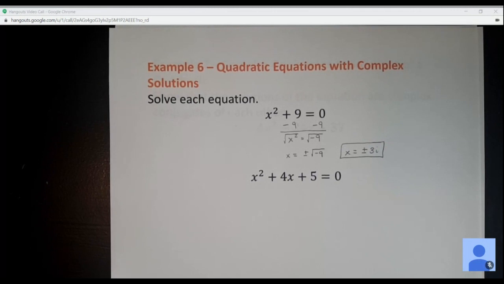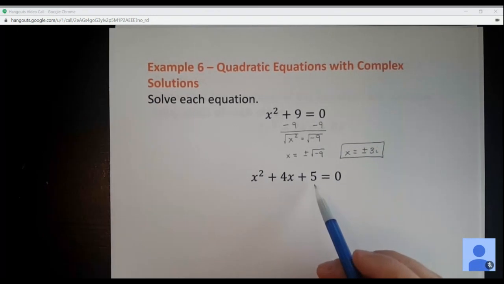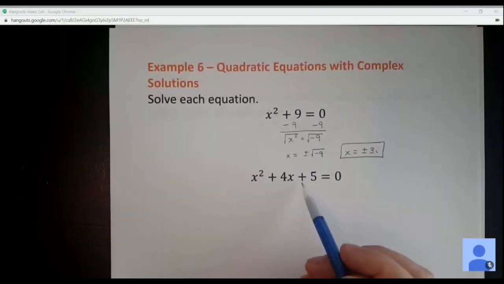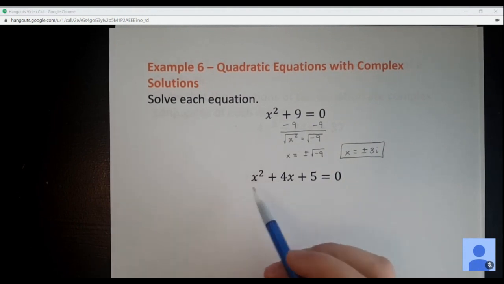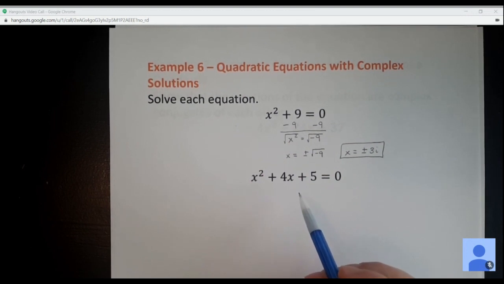Now, what I'm going to tell you is normally you would say, well, let's see if we can factor it, right? But if I look at this one, my only factors of 5 are 5 and 1. And I know my signs are going to have to be the same to give me a positive 5. There's no way I'm ever going to get a positive 4x here. So this thing is definitely not going to factor.